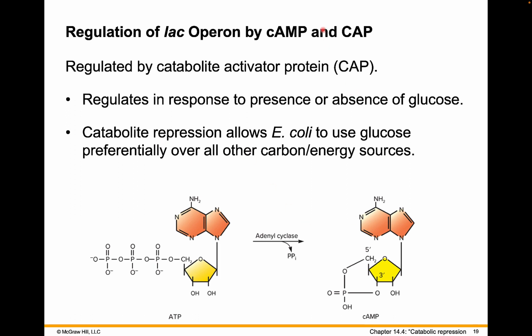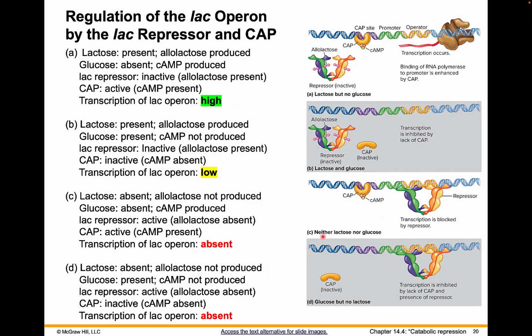So now what happens, this cyclic AMP binds to a protein which is known as CAP, or catabolite activator protein. And this regulates the lac operon in presence or absence of glucose. And we are going to see that this catabolite repression allows the E. coli to use glucose preferentially over all other carbon energy sources. So we are going to see how the E. coli basically fine-tunes the use of glucose over all others, like lactose, in all cases. So let's take a look at this.